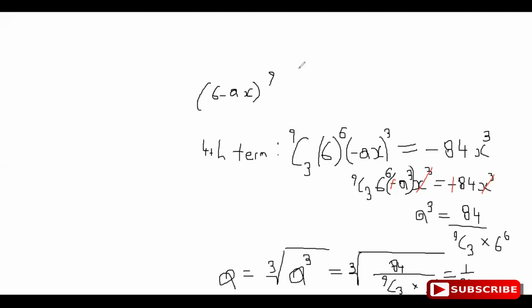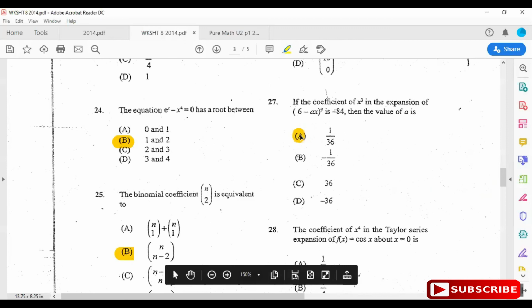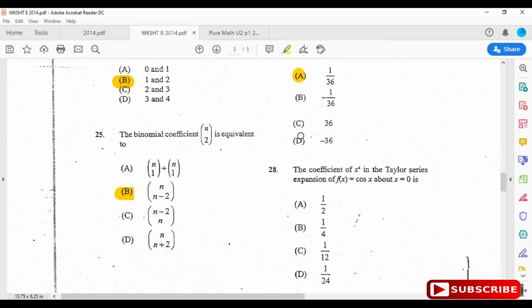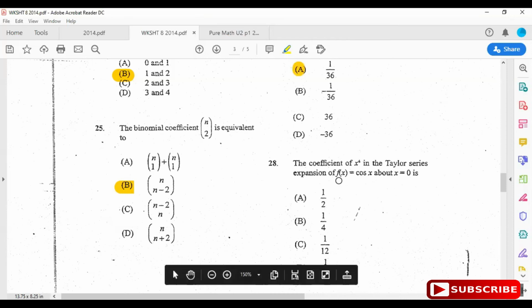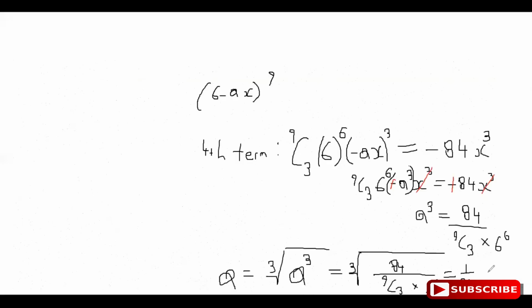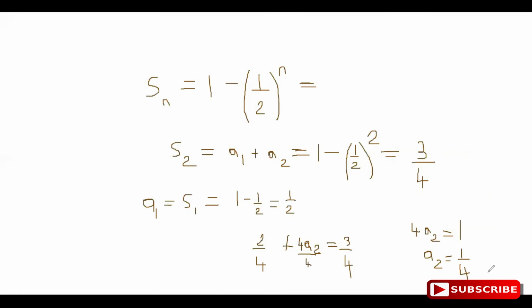That's a cube. Easy. All right. Now look at this question. It says now, find the coefficient of x to the 4th power in the Taylor series expansion of f of x equal to cosine x. Now look at this. Look why these things come in handy.